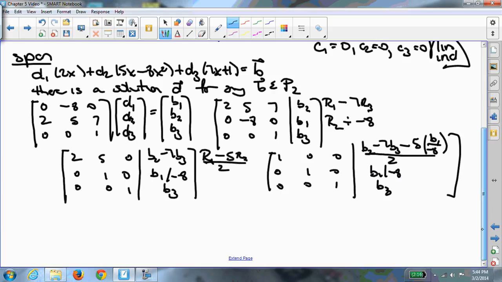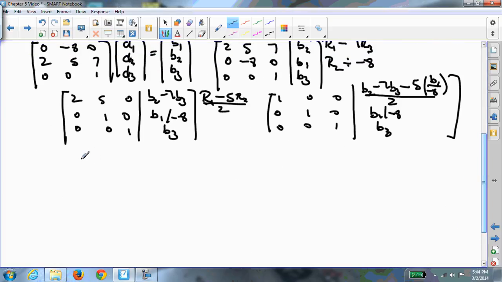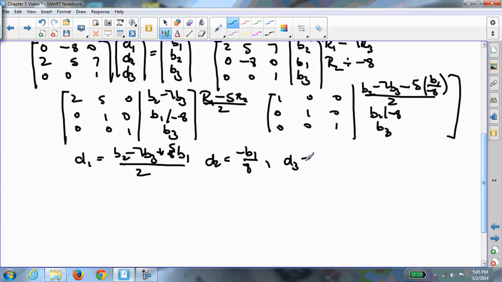So as you can see, I have solutions for D1, D2, and D3. D1 would equal B2 minus 7B3 plus 5/8 B1 all over 2. D2 would equal negative B1 over 8, and D3 would equal B3. So since there's a solution for D for any B vector that I define, this means it spans P2.